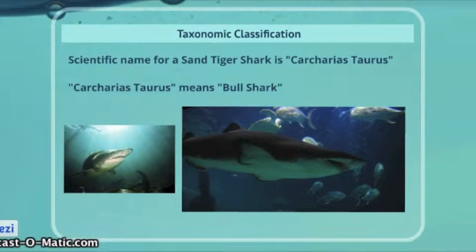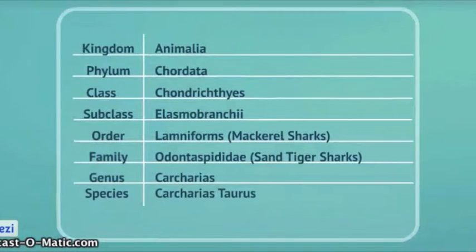Taxonomic classification. The scientific name for sand tiger sharks is Carcharias taurus. Carcharias taurus means bull shark. This is a continuation of the classification.